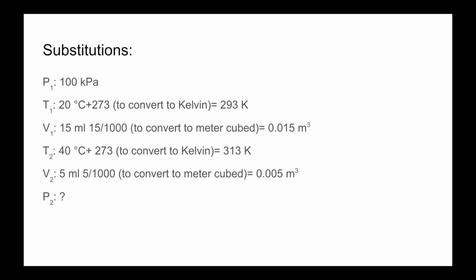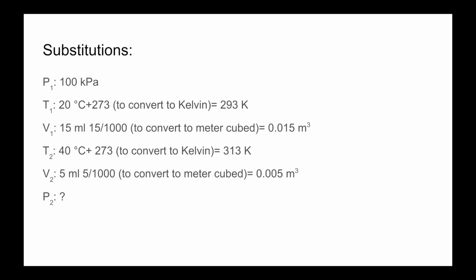Obviously, before you substitute in the combined gas law, there are certain conversions you need to make. Pressure can stay the same because it's in kilopascal. For temperature, you need to convert to Kelvin because you're not using a difference, you're using the actual temperature value. So you do 20 plus 273 and get 293 Kelvin. For volume, you could keep it the same because the ratio is going to cancel out because there's a volume in milliliters on both sides of the equation. But it's better to convert to meters cubed. So you do 15 divided by 1,000, you get 0.015 meters cubed.